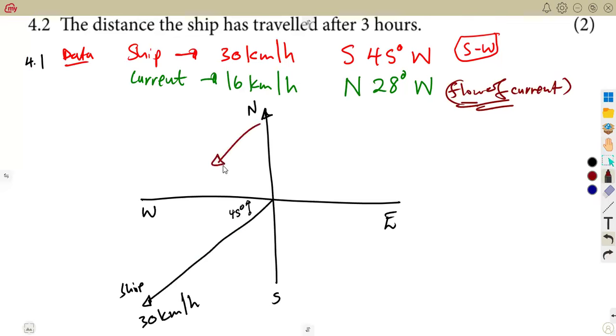From the north going to the what? To the west. This is the direction. From the north going to the west. So it's going to be like that. So this is our current. It is going from north to west at an angle of 28 degrees. That is 16 kilometers per hour. Just like that. So this is your current, this one. According to our concept, it is in that flow, so it maintains its direction as it is.